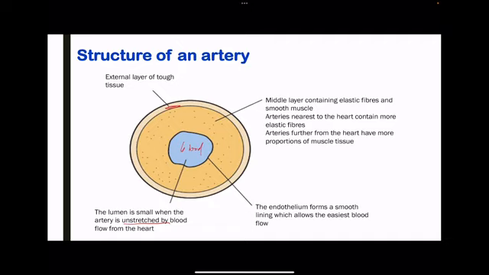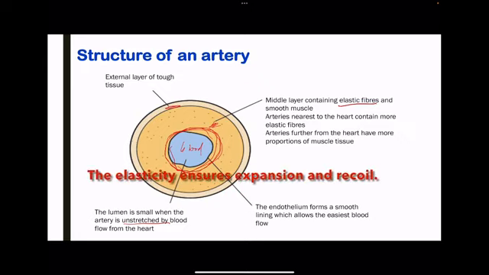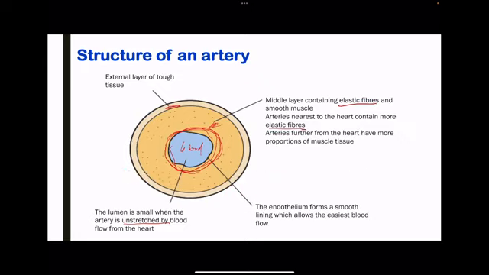The middle layer, which we see here, is going to contain elastic fibers and smooth muscles. Elastic fibers ensure that when this lumen is stretched, an increase in the lumen size can occur in order to accommodate more blood. Arteries nearest to the heart contain more elastic fibers because, of course, that's where we're going to see more blood pressure as the blood leaves the heart. Then arteries further from the heart have more proportions of muscle tissue.